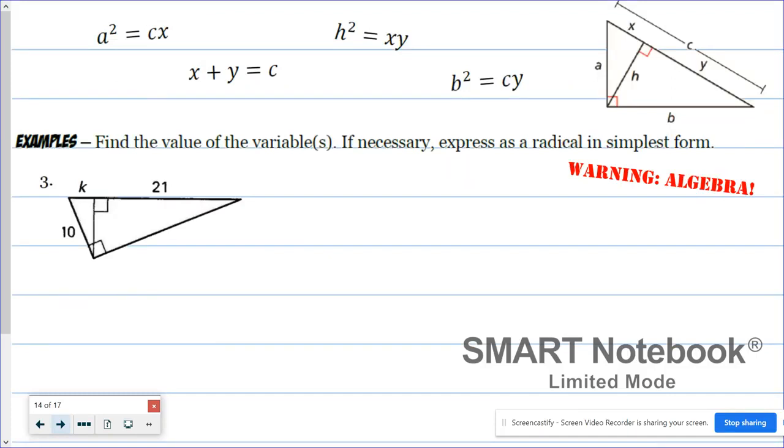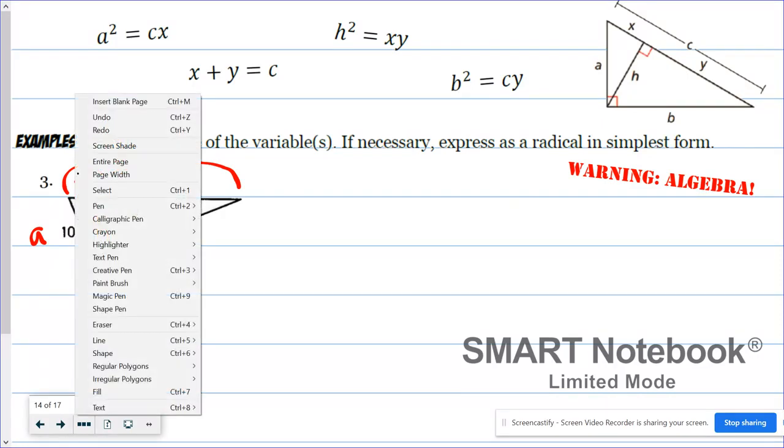Because like I have there, warning, algebra, there's quite a bit of algebra here. And so let's take a look at what we know. Let's assess the situation. All right. So I can label my diagram using those 6 parts. So I could say leg A, leg B, the hypotenuse is C, A and X go together, B and Y go together, and then the altitude is H.